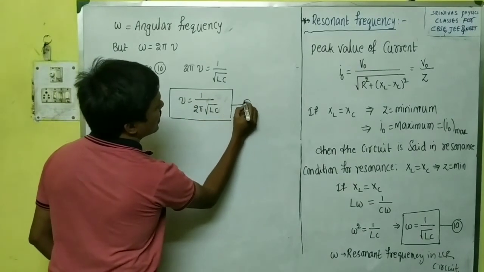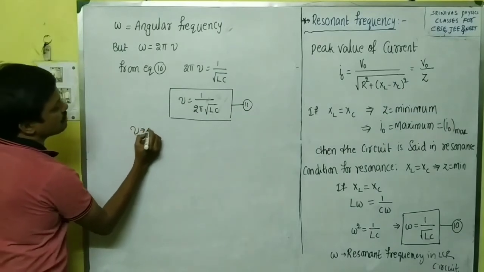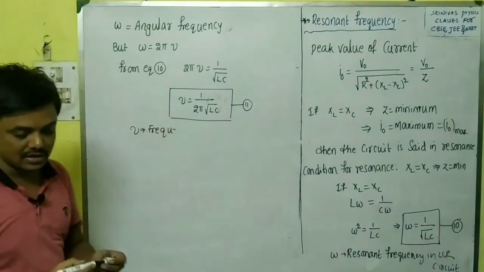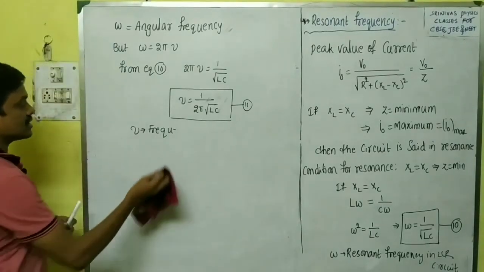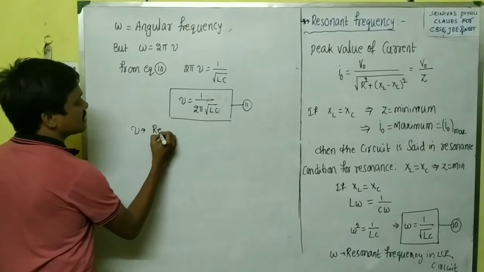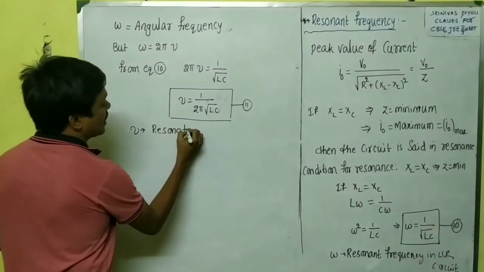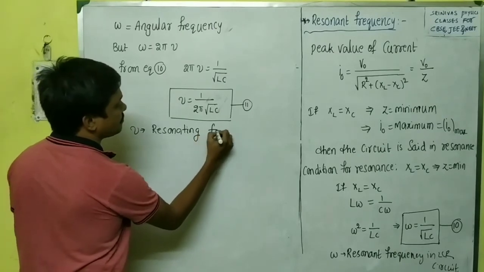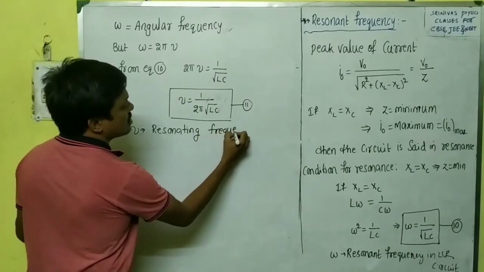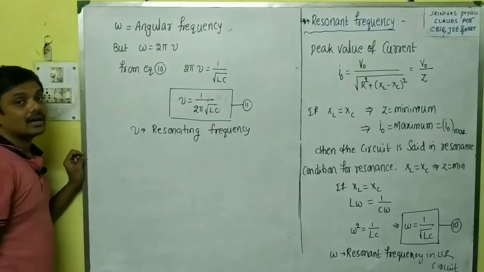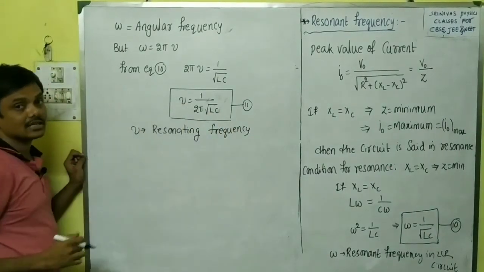This is equation 11. This nu is the frequency of the LCR circuit. Which frequency is it? Resonating frequency, or resonant frequency. By changing the value of L and C, we can change the resonant frequency of the LCR circuit.